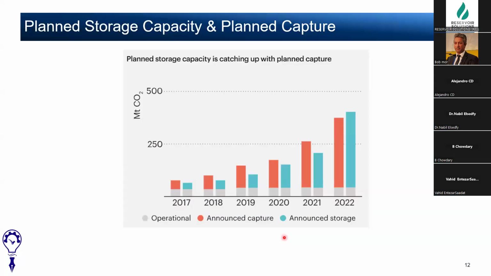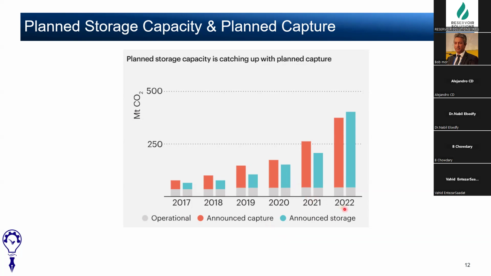Over the past years, there has been a large acceleration of dedicated geological storage development. Total planned storage capacity has more than doubled since January 2022, reaching over 430 megatons of CO2 per year by the year 2030. Generally, this provides a positive outlook for CCUS projects and signals strengthened market conditions. Planned storage capacity is catching up with planned capturing.